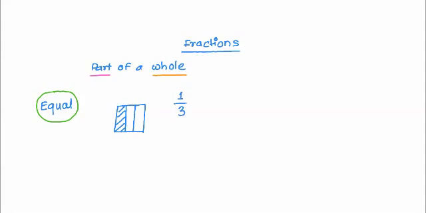The number which is the part, we call it the numerator. And the number below, that is the whole, we call it the denominator.